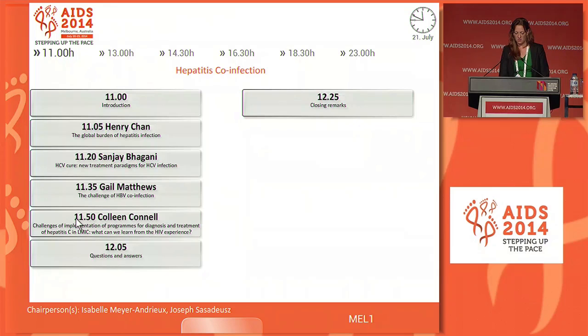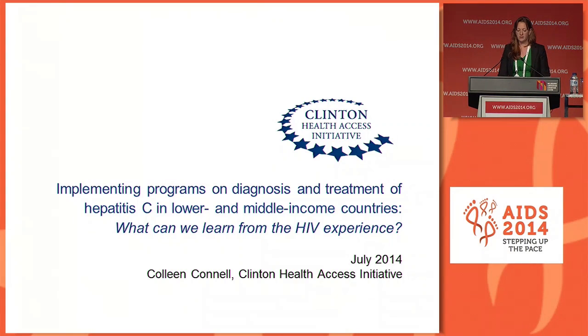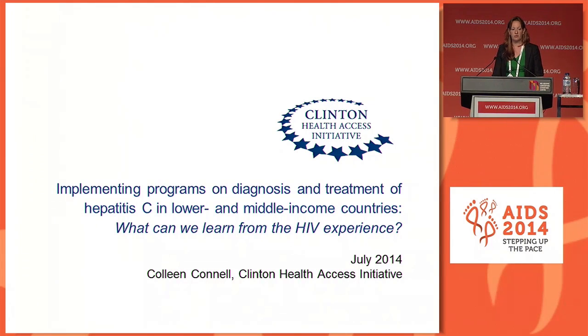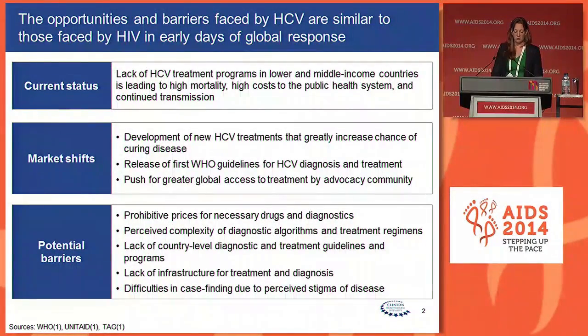As Isabel mentioned, I will be talking about the lessons learned from HIV that we can apply to hepatitis C in the scale-up of treatment and diagnosis in lower and middle-income countries. With the advent of new DAAs to cure hep C, there is the opportunity to tackle the lack of access in programs in low and middle-income countries that currently lead to high mortality, high cost to the public health systems, and continued transmission. In thinking about how to develop and scale up hep C programs, there is a lot that can be learned from the early days of HIV.